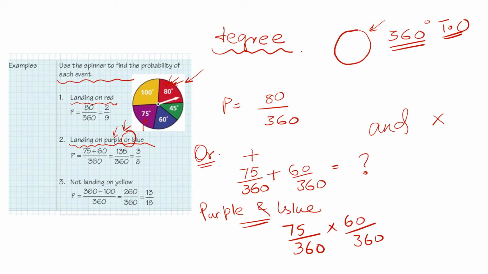Now the third question says not landing on the yellow. Not landing means everything except the yellow. So what will you do? You will make it 80 plus 45 plus 60 plus 75, which means everything except the yellow, divided by 360. This is the way we solve the easy questions for probability.